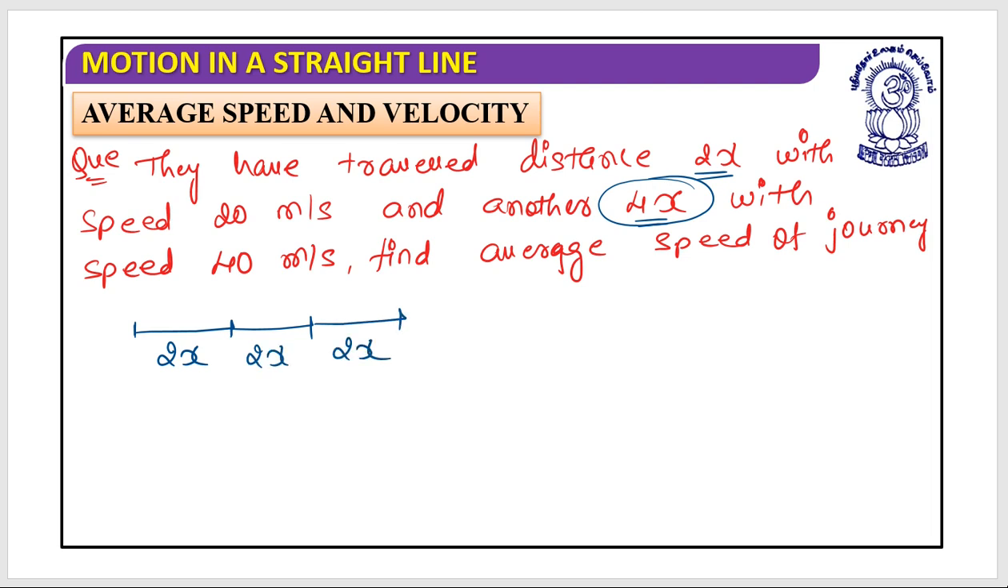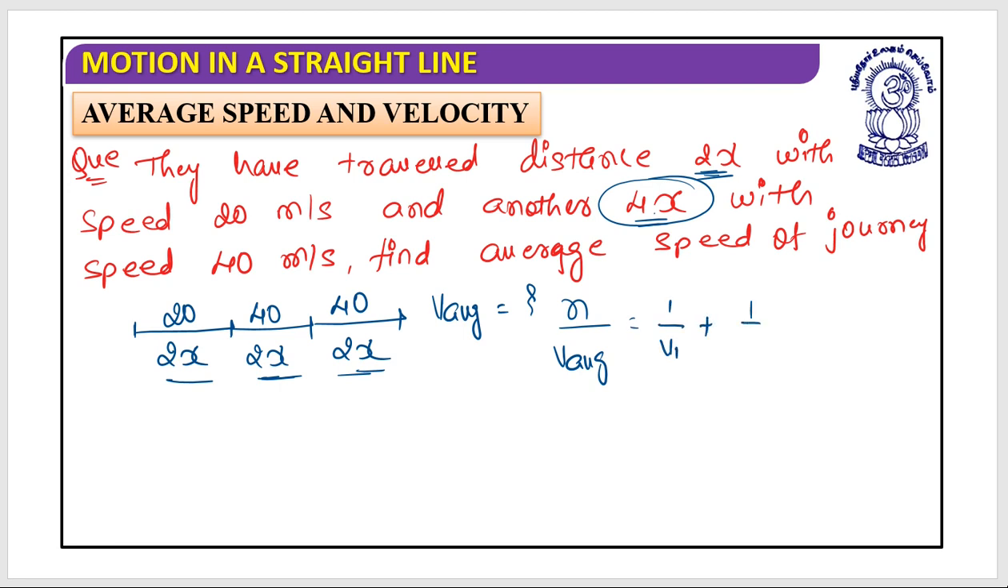Yes. Now this is 20. This 4x has been divided into these two sections. It is 40 and 40. Now the distances are equal. What you should do is find the V average. What was the formula? It is n divided by V average equals 1 by V1 plus 1 by V2 plus 1 by V3.